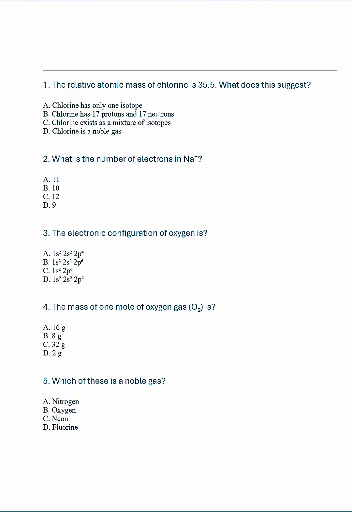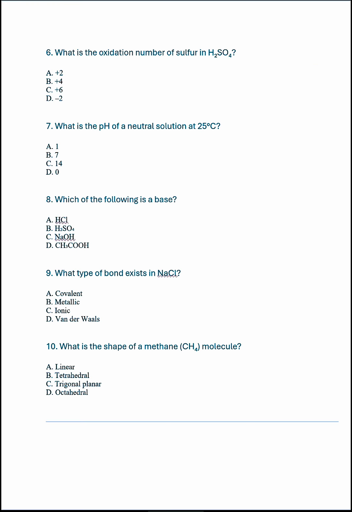Number four, the mass of 1 mole of oxygen gas is dash. The correct answer there is C, 32 grams. Number five, which of these is a noble gas? The correct answer there is C, neon. Number six, what is the oxidation number of sulfur in H2SO4? The correct answer is C, +6.